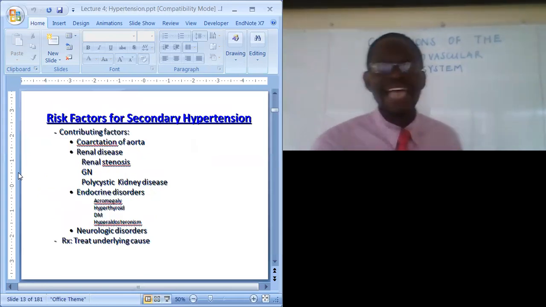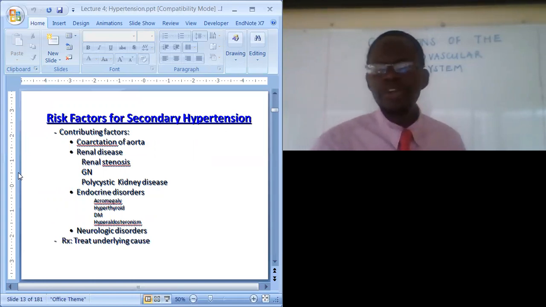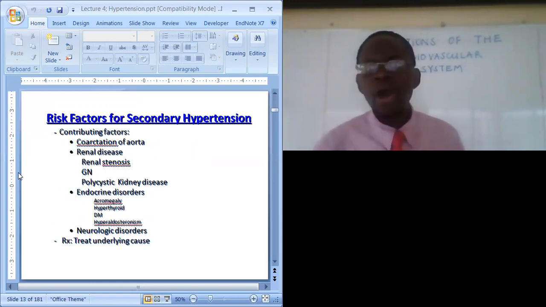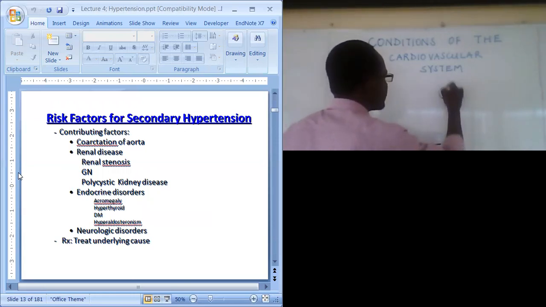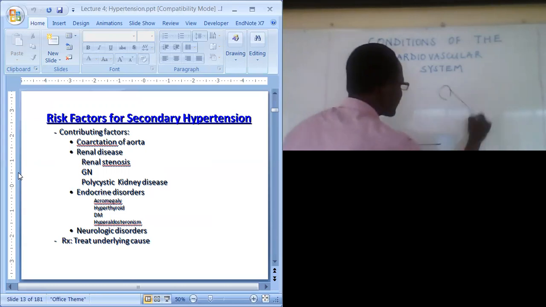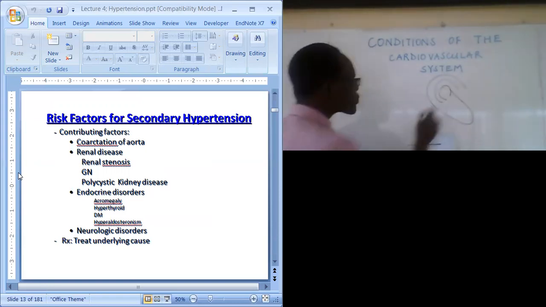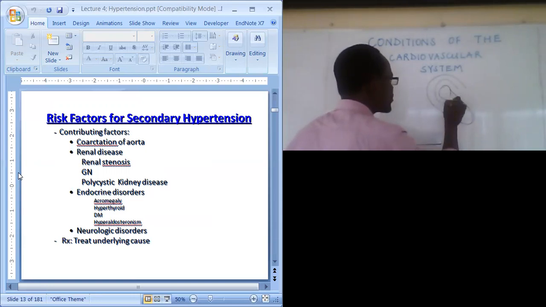Now, what factors contribute to secondary hypertension? We talk about things like coarctation of the aorta. What we mean is that if this is your right atria, this is your left heart, the aorta ideally is supposed to come out like that. This is your aorta.